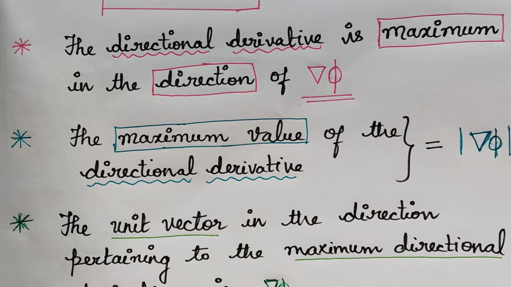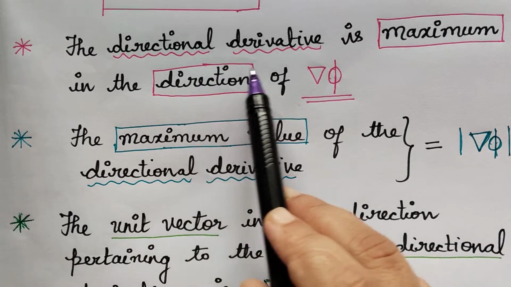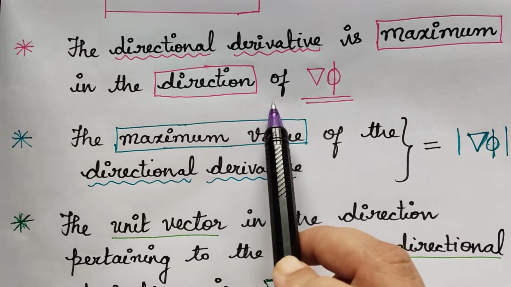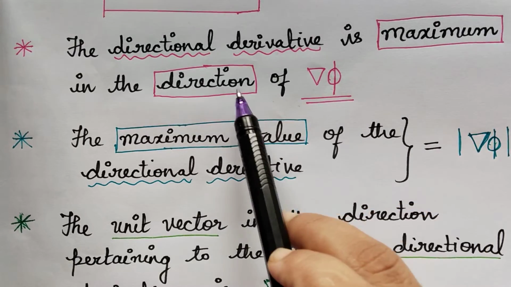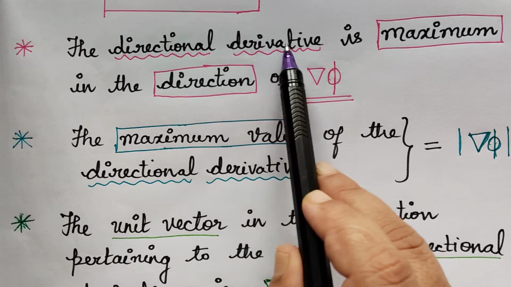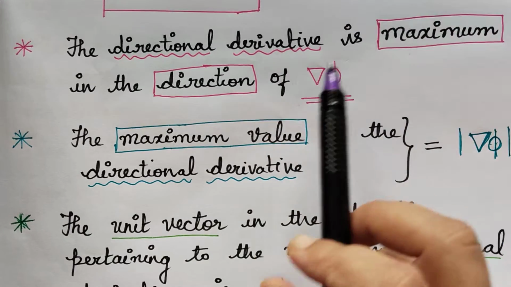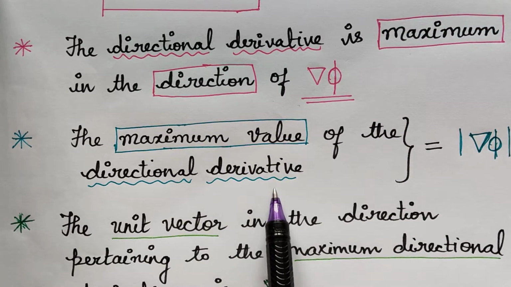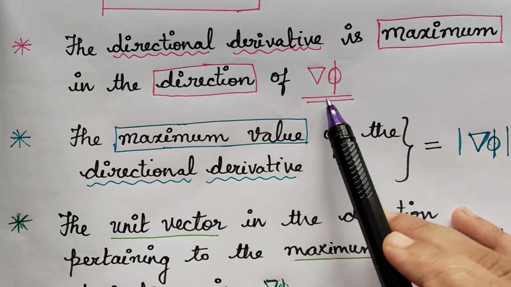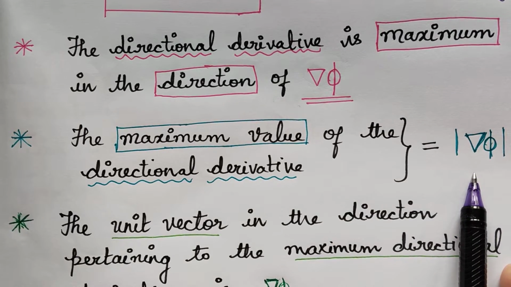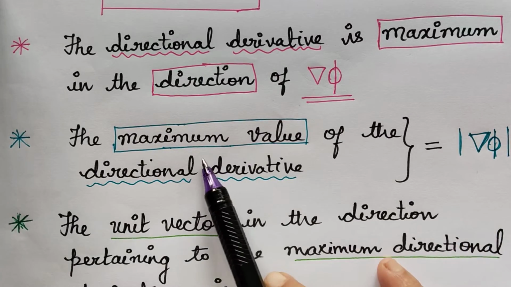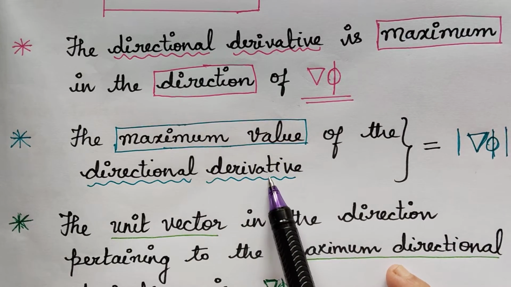Dear students, under the topic vector differentiation, we are going to learn the maximum directional derivative. Already we have learned how to find the directional derivative, and that directional derivative is maximum in the direction of nabla phi. And the maximum value of the directional derivative is evaluated by taking the magnitude of nabla phi. So the magnitude of nabla phi gives us the maximum value of the directional derivative.